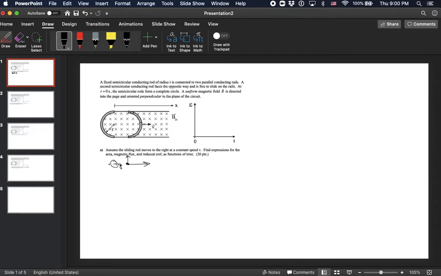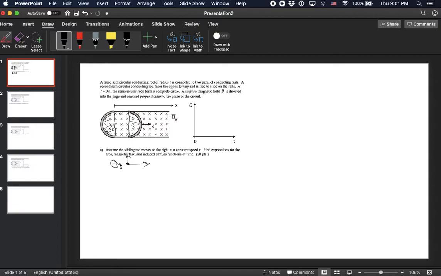Okay, so let's start by finding the area. Remember what's happening is I have this second half of a circle that's a bar that's moving to the right. So I'm going to have an area here that stays constant. I'm going to have this area for this half of a circle, and this area, and these two areas will stay constant.